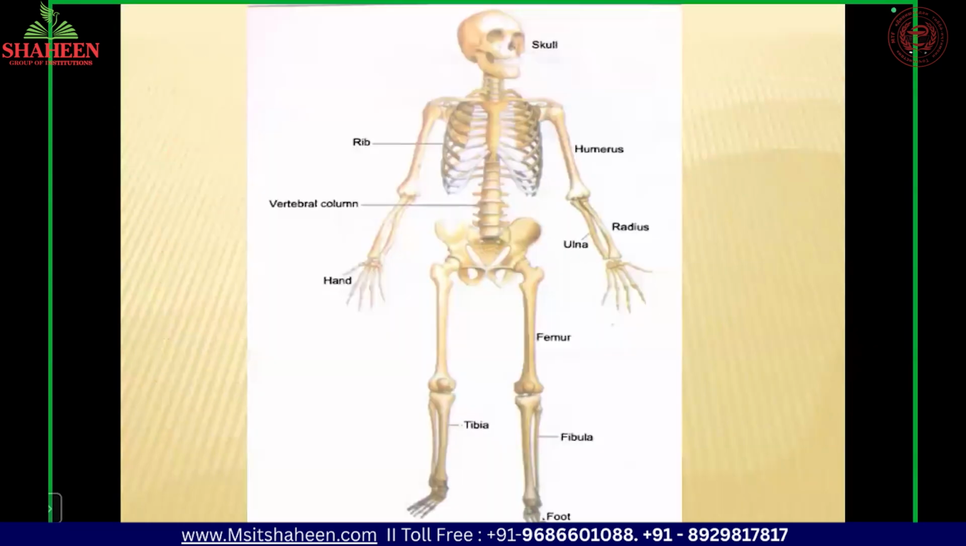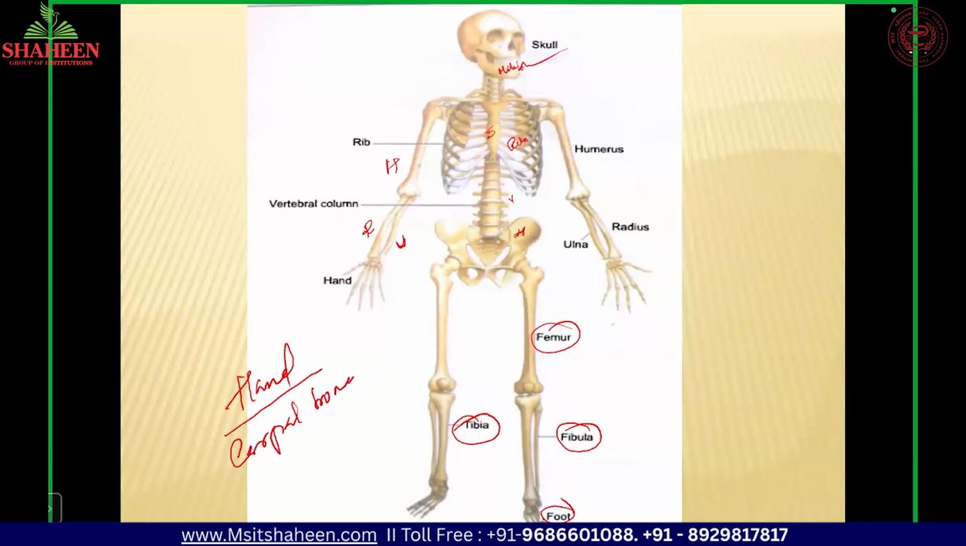So in this picture, this is the humerus, this is the radius, this is the ulna, and this is the hip bone, and these are the vertebrae, this is the sternum, then ribs, then mandible. Next we have femur, fibula, tibia, and foot. In the hand, we have carpal bones, metacarpal bones, and phalanges. All right, we'll come across this.